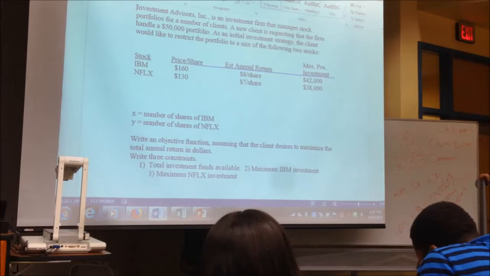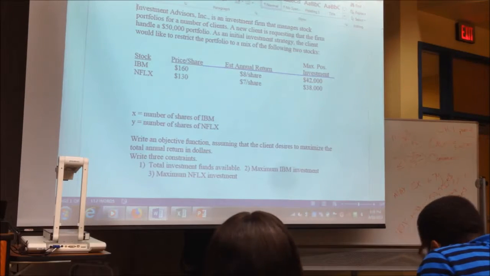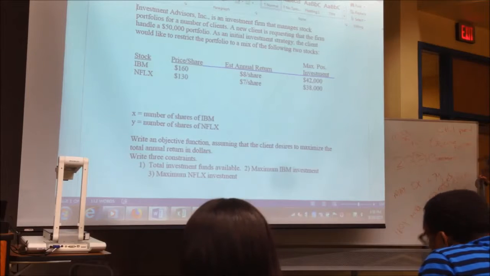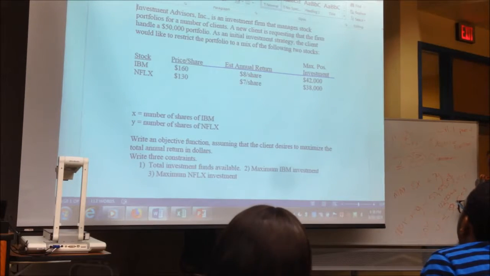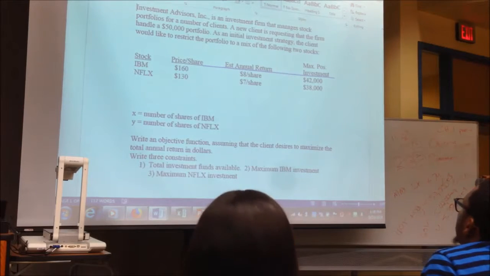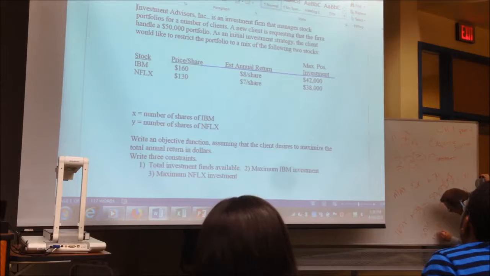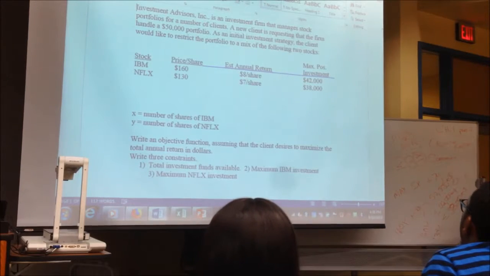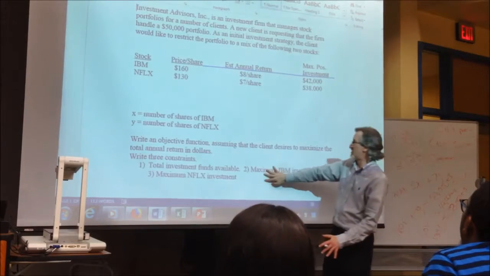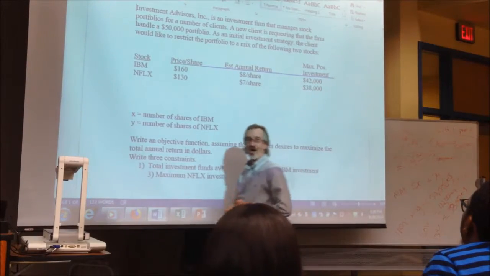The left-hand side is the variables that represent the sentence. Maximum investment in IBM. Wait, no, it's maximum investment in Netflix, so it's going to be a Y. Y is the number of shares. This is $38,000 in dollars. I have to multiply Y times its price to turn it into dollars, which is 130. There's 1, 2, 3 constraints, 1 objective function. It says there's going to be 3 constraints and 1 objective function. We're done.